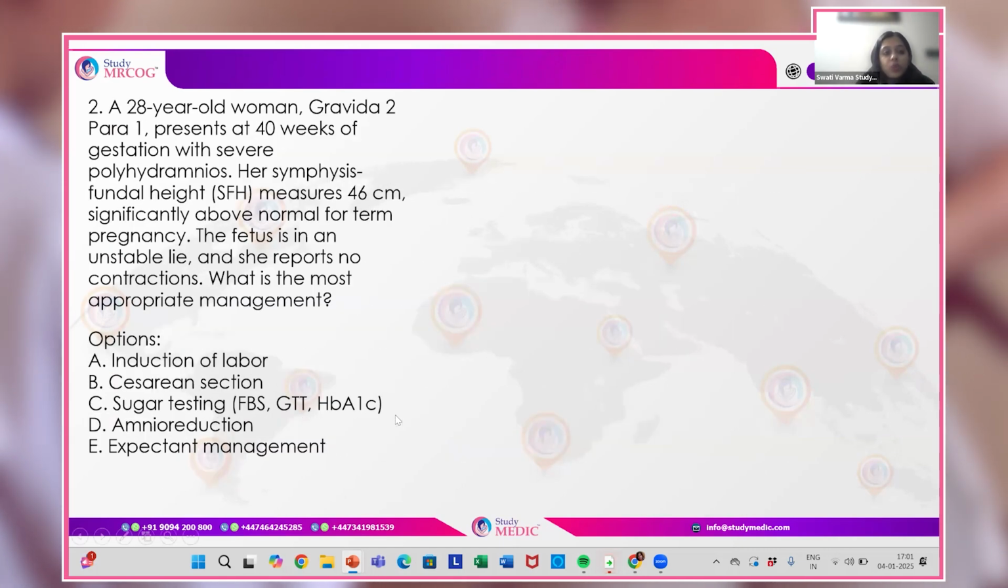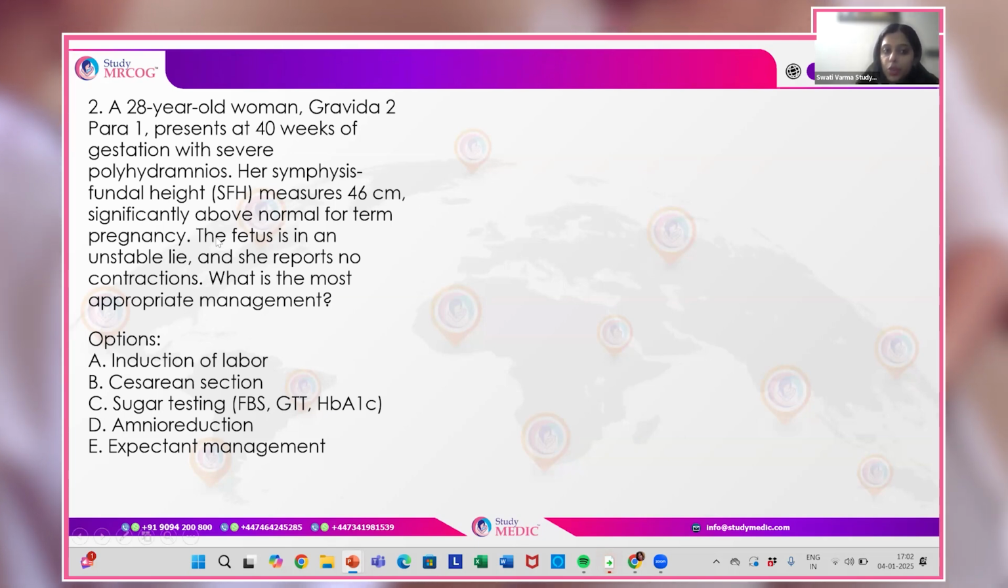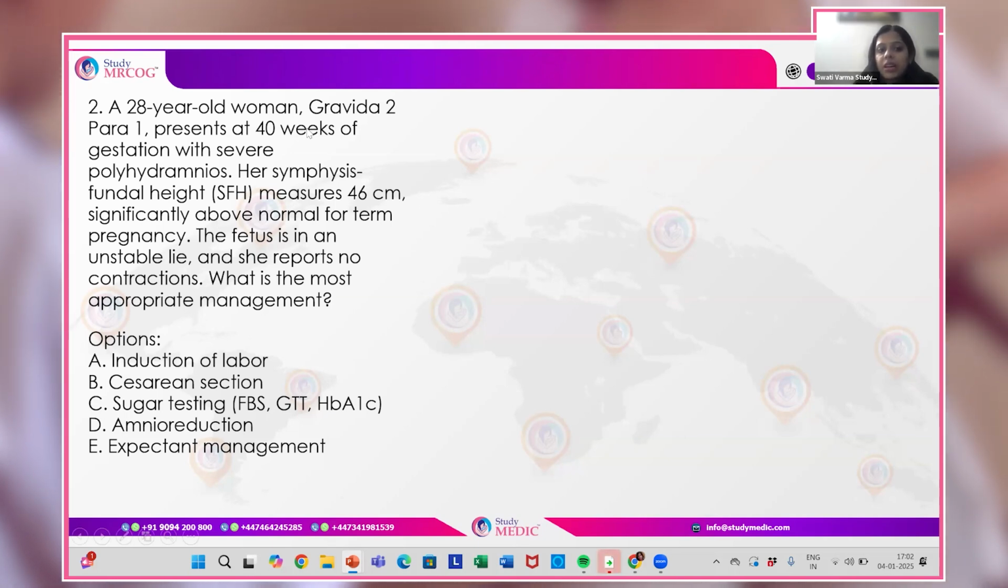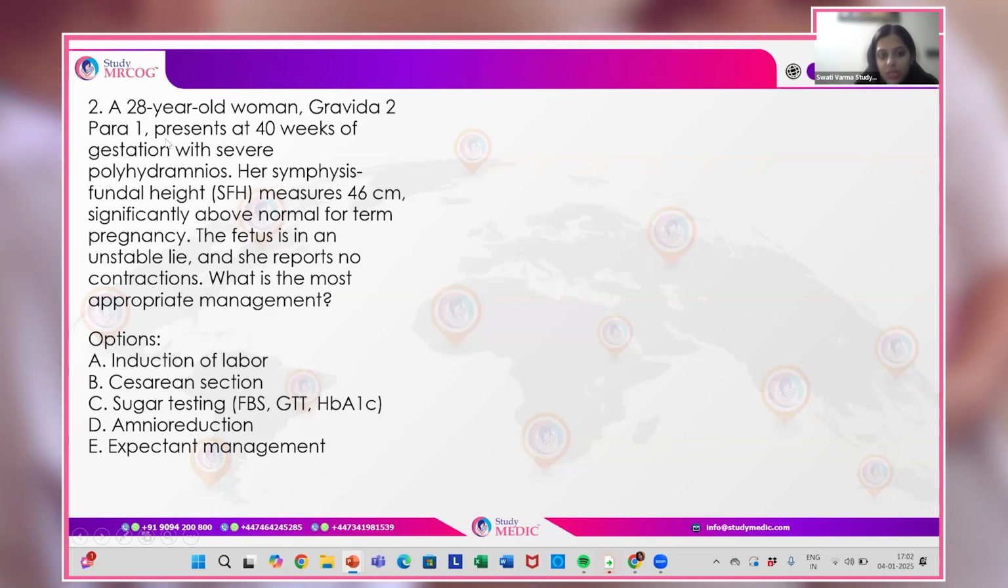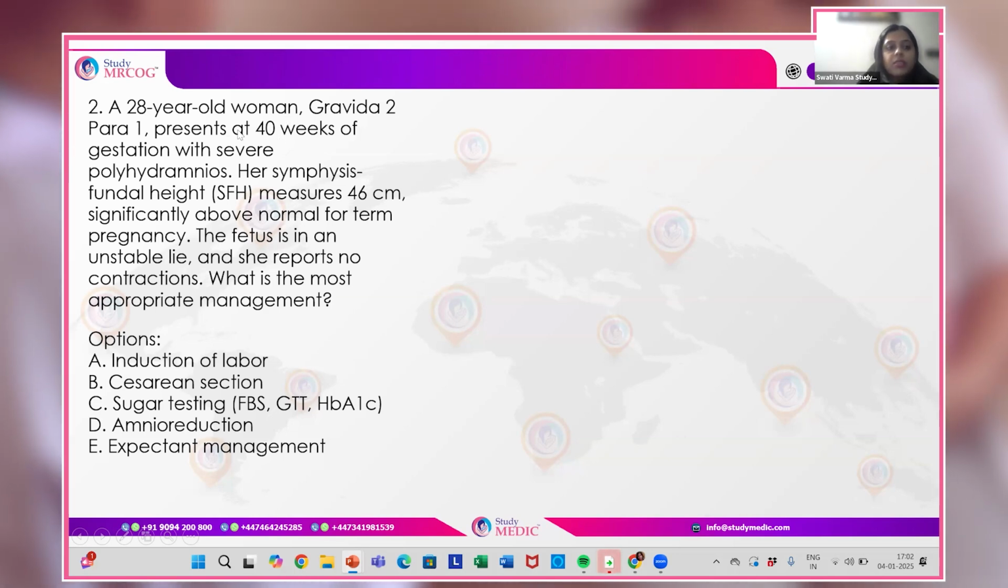Coming to the next question, a 28-year-old woman, gravida 2 para 1, presents at 40 weeks of gestation with severe polyhydramnios. While reading the question, we should be very careful about the age and the parity. We should start picking up the key points: age, parity, gestation, and then the presenting problem. So here she is full term, 40 weeks, with severe polyhydramnios.